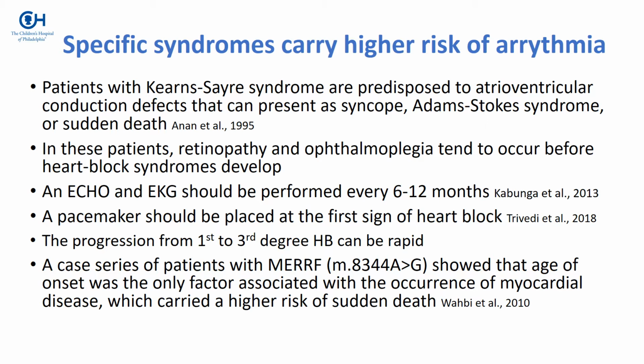So when a patient's been diagnosed with Kearns-Sayre syndrome, it is important to establish cardiology care from the very beginning and to ensure that patients are seen every 1 to 2 years, depending on any abnormalities found, or in those with existing arrhythmias every 6 months. A pacemaker needs to be placed at the first sign of a heart block. Why? Because the progression from first degree to second degree to third degree heart block can be rapid.